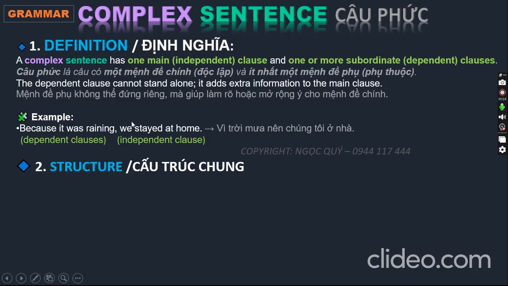We stayed at home, and this is the clause that provides more detail about the reason why you stayed at home: because it's raining. If you don't have the dependent clause, it is also okay. It's also the right sentence because it provides enough information.